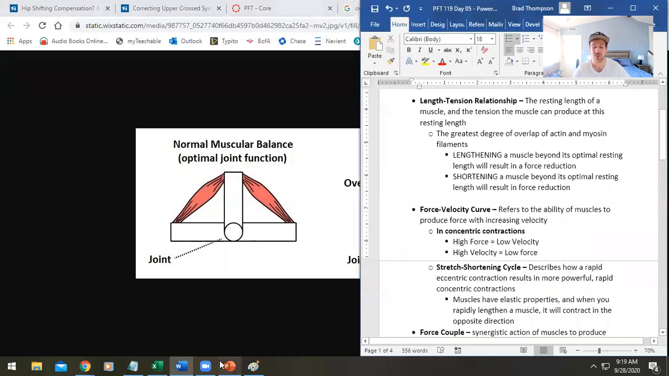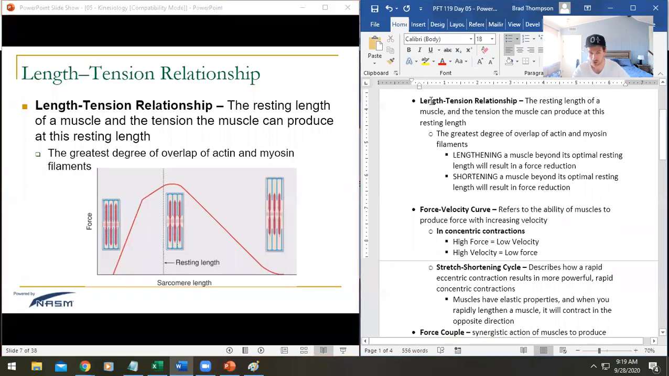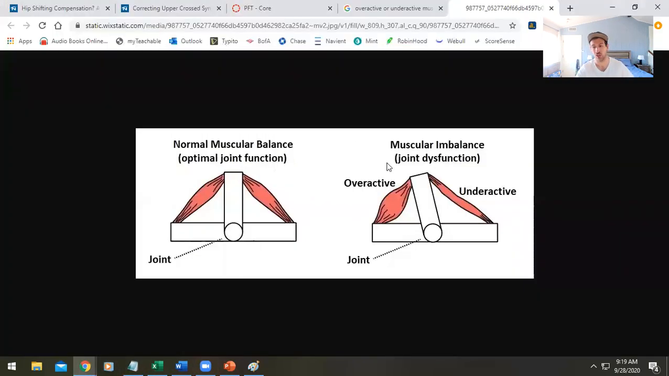So what is happening here is you have a screwed up length tension relationship, right? That is where the resting length of that muscle and the tension that it can produce is reduced. And here's the thing. When you look at this muscle pulling, you would say, oh, this is the strong muscle and this is the weak muscle, right? That's kind of where you would jump to. And honestly, I describe it like that to my clients all the time.